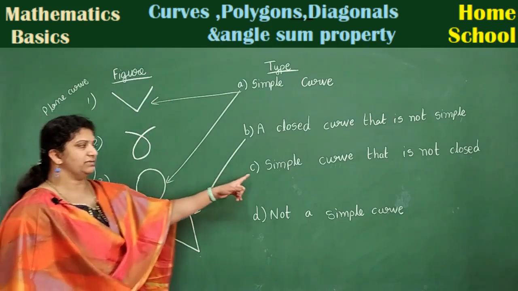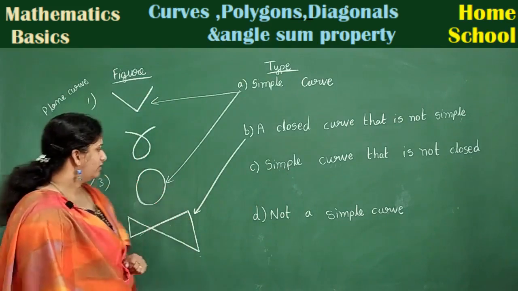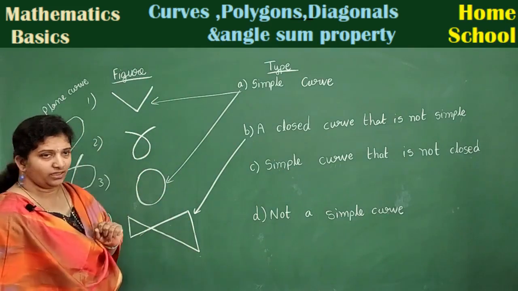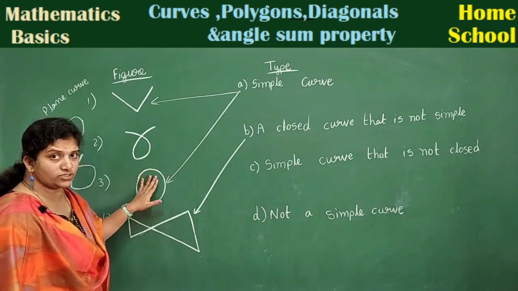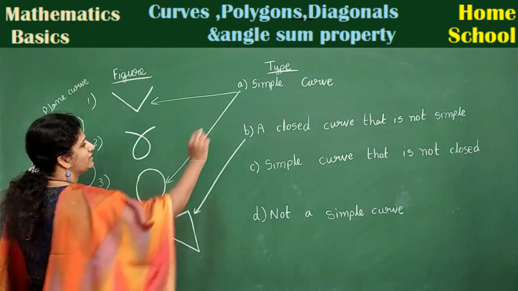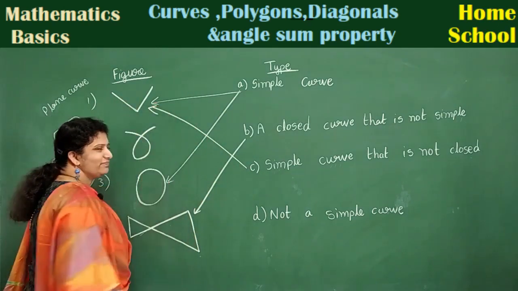Okay. Next one. Simple curve that is not closed. Where you can see here, simple curves here and here. Here is a simple curve that is closed. This is a simple curve which is not closed. So for this, the answer is this one.